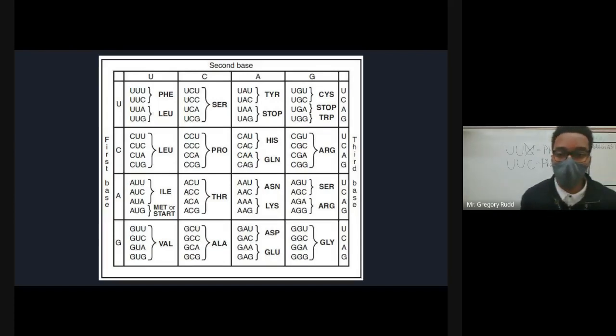The cool thing about it is, let's say that there's a mutation and we get UUA. What amino acid do I get? I get LEU, yeah. So this is a different amino acid, but if we were to actually look at the chemical properties of these amino acids, they're different, but they're very similar. So again, the protein still has a chance at working.